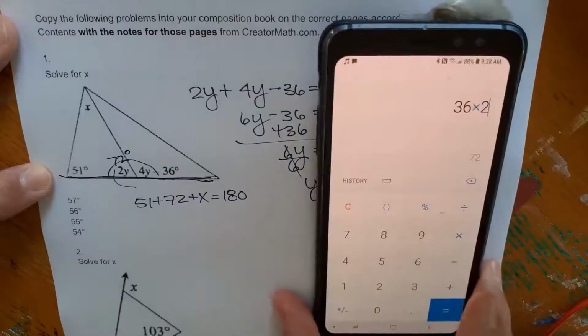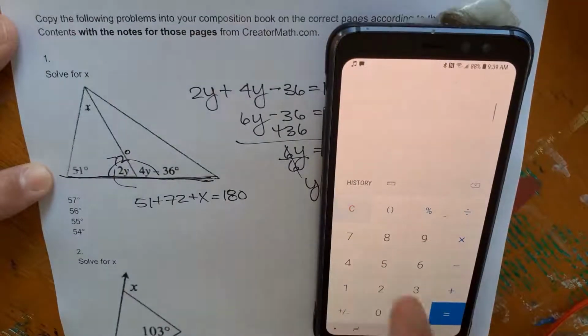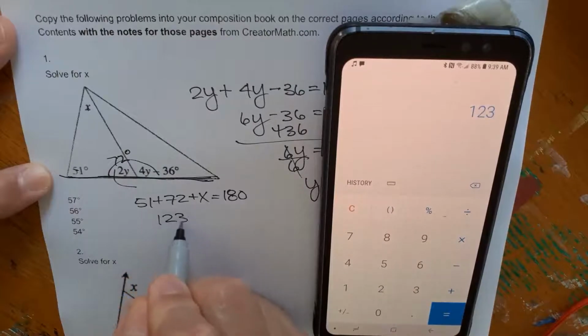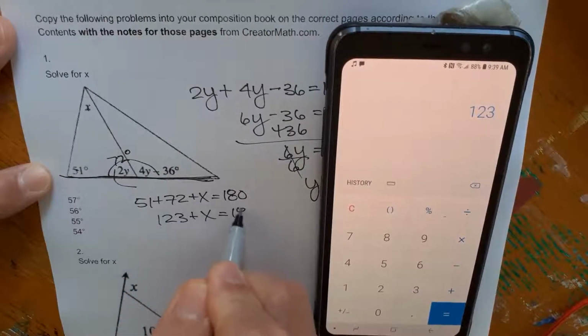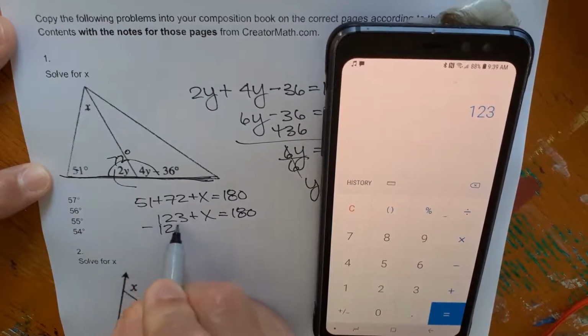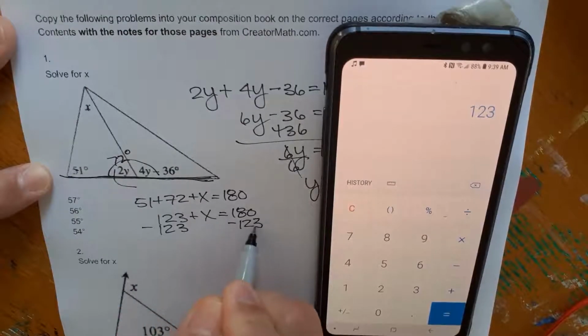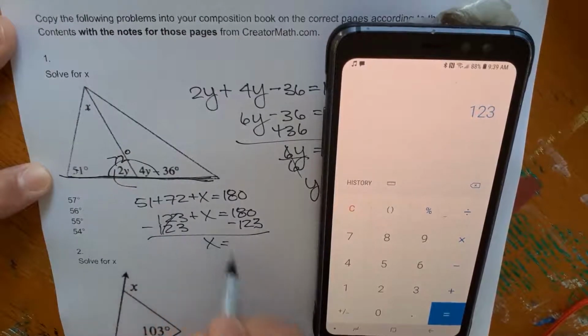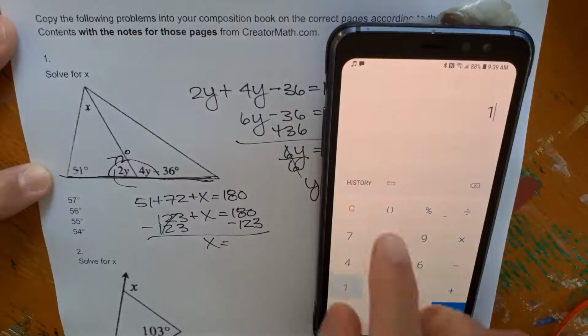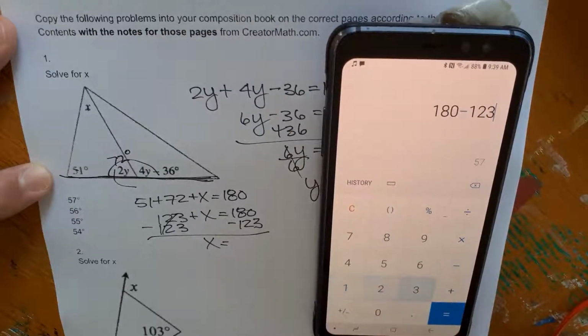So 51 and 72 is 123, plus x equals 180, minus 123 on both sides. And x equals 180 minus 123. 180 minus 123 equals 57 degrees.